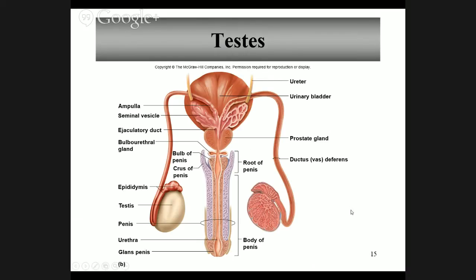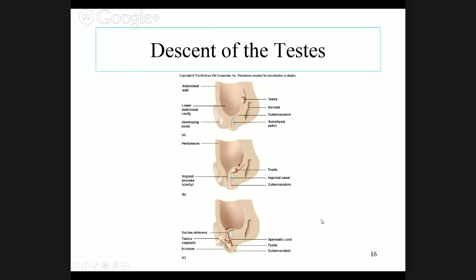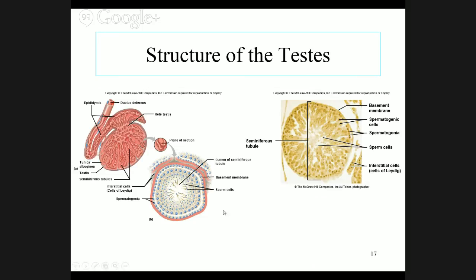And here's a look at the testes. And there's the ductus vas deferens. And descent of the testes. And the structure of the testes. The epididymis plays a role in the maturing of sperm cells. Sperm cells, once they age, can move independently and fertilize egg cells.